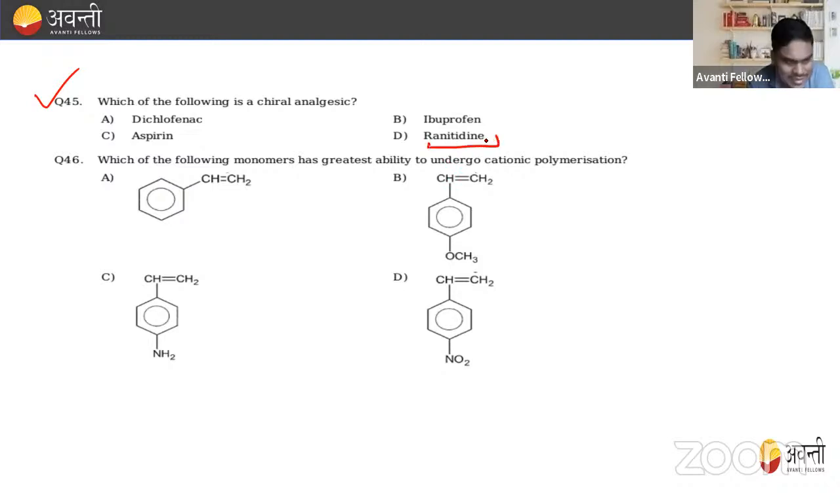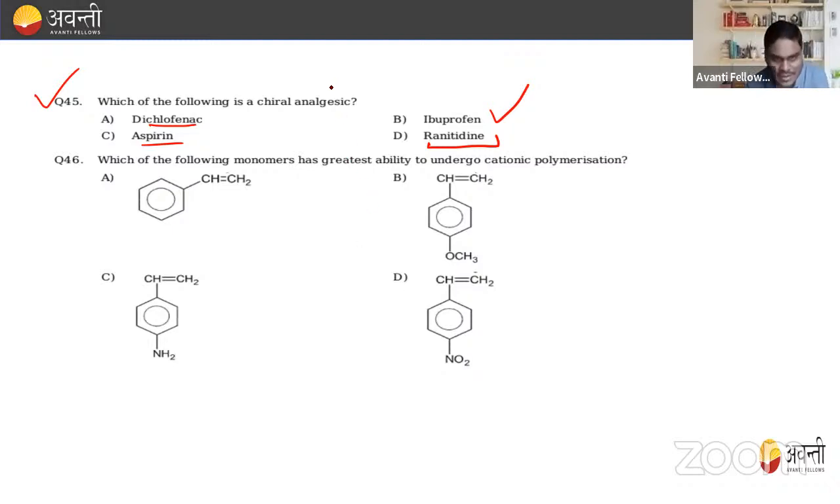Ranitidine is an antacid. Whereas dichloromethane and aspirin, they both are achiral. So which of the following is a chiral analgesic? That is ibuprofen. Ibuprofen is a chiral analgesic here.